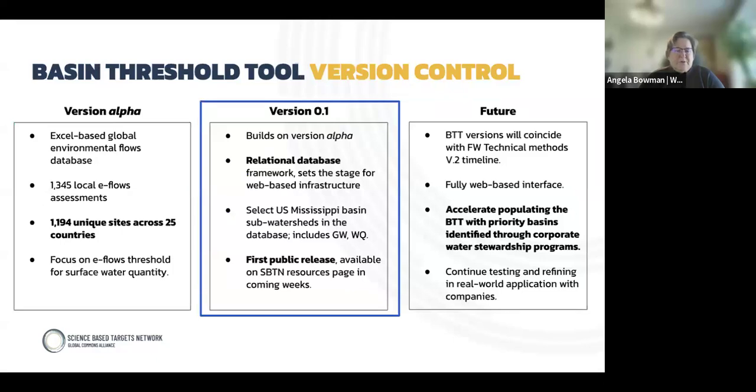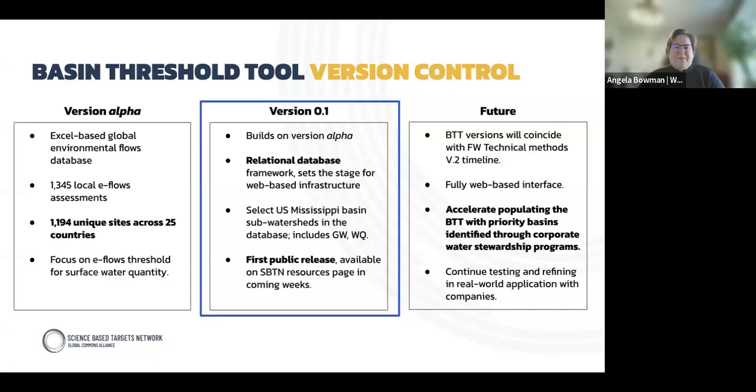So I wanted to talk through a little bit of the version control that we have available today. The first version that was released at World Water Week last year was called our alpha version. Basically an Excel-based environmental flows database of approximately 1,300 local environmental flows assessments. These really focused on the thresholds for environmental flows for surface water quantity.